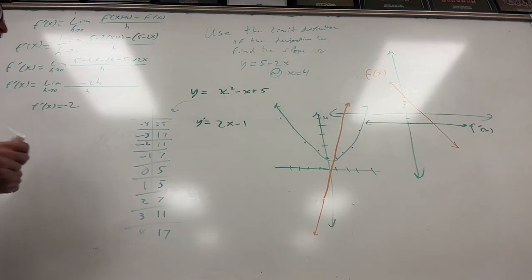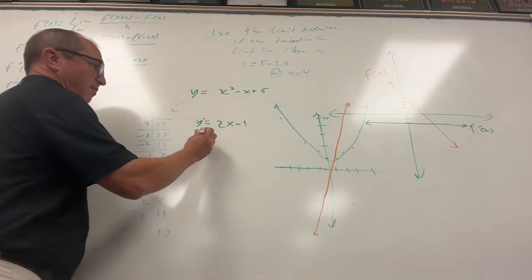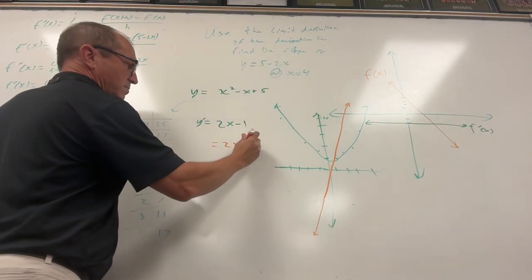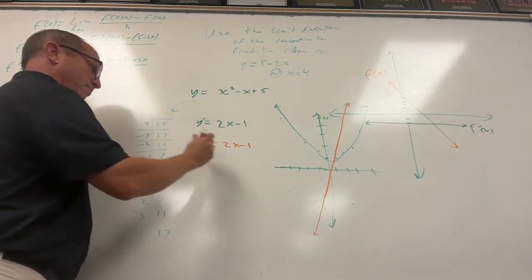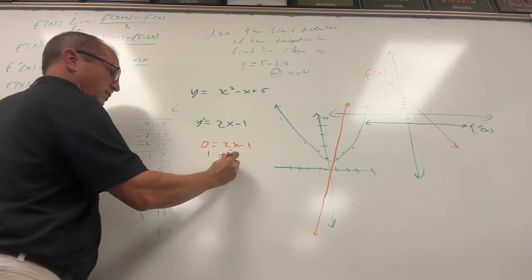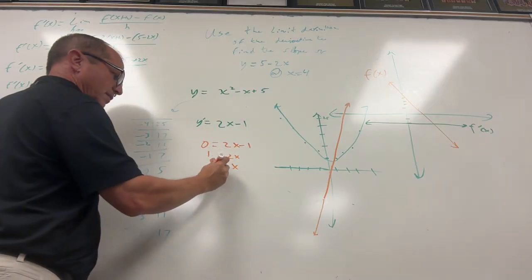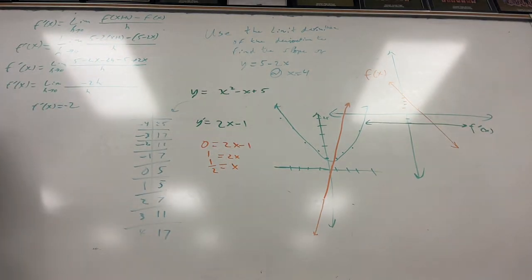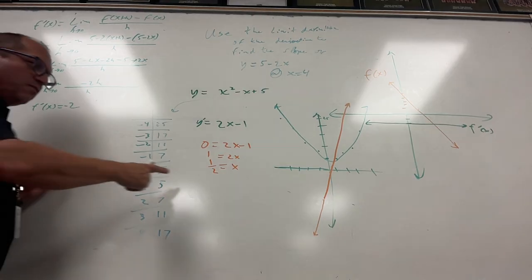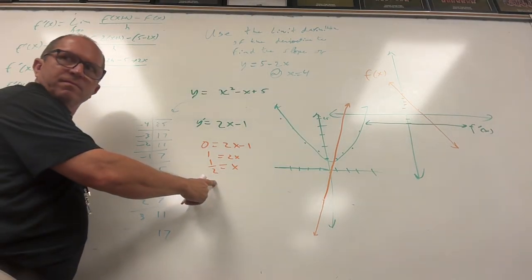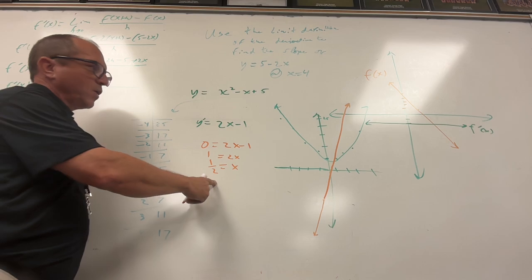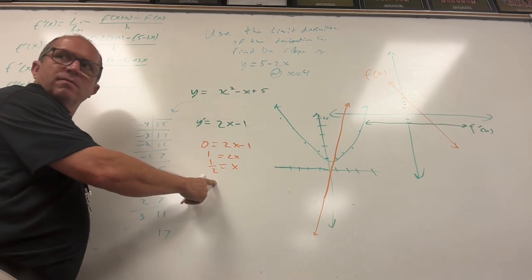That's correct. So we would have 2x minus 1 equals 0. So 2x equals 1, so x equals 1/2. So that's where the vertex is. That's the x coordinate of the vertex. And then for the y coordinate, you can plug the 1/2 in to where? To the top.